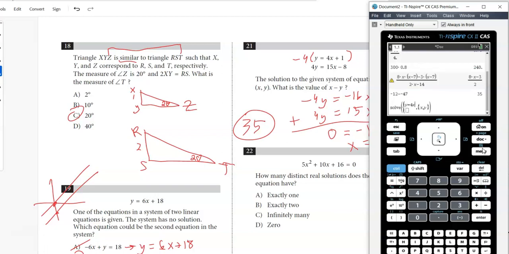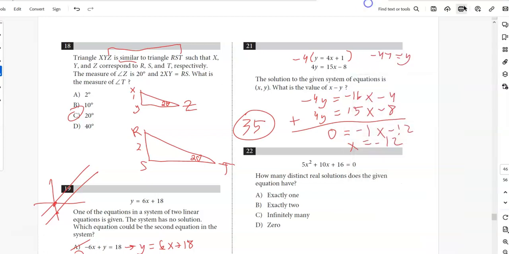Y equals 4x plus 1, 4y equals 15x minus 8. And so you get those same 2 answers, and then, by the way, what does the calculator think x and y are? It doesn't know, just making sure. I wasn't sure if it saved it. And then you just subtract those in your calculator.